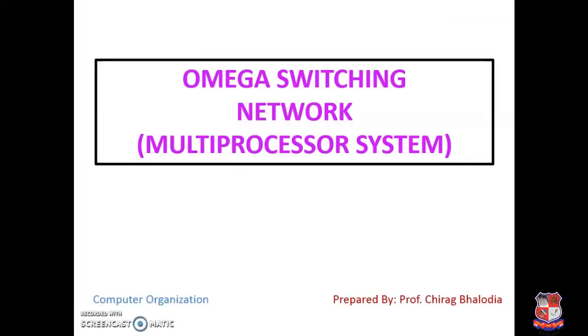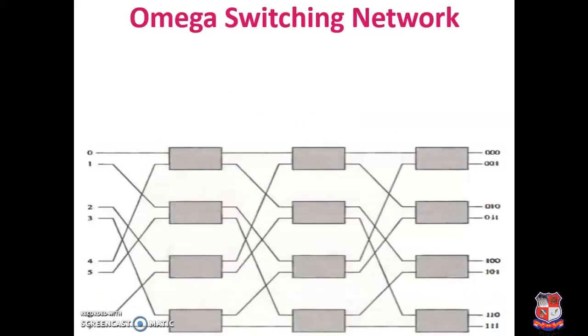Hello friends, myself Chirag. Today I am going to discuss Omega Switching Network, a topic of computer organization and architecture. This is the figure of Omega Switching Network. Today we will discuss how a cell will reach its destination and how an Omega Network will be created, which kinds of conflicts arise while the cell reaches the destination, and how they can be solved. Now see one by one.